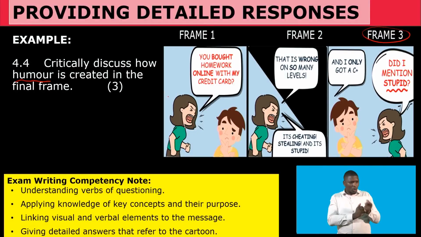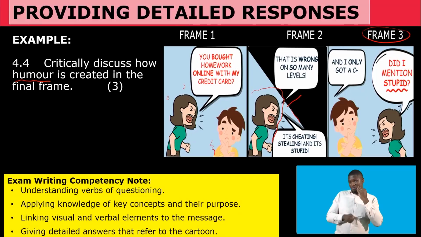The mother is obviously upset in frame 1. "You bought homework online with my credit card." It's a question, but we know that she knows the answer. Jeremy doesn't seem very upset here. He's quite calm. Then in the next frame, it's only the mother. She is the focus. We don't see Jeremy in frame 2. And she has 2 speech bubbles, indicating that she's not even giving him an opportunity to speak.